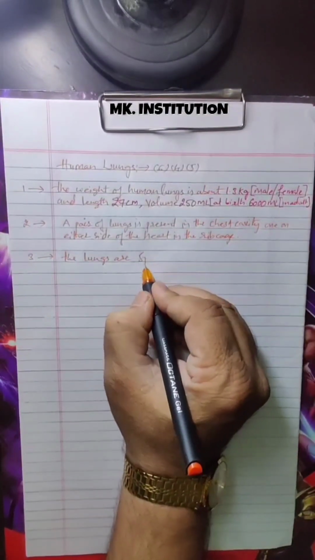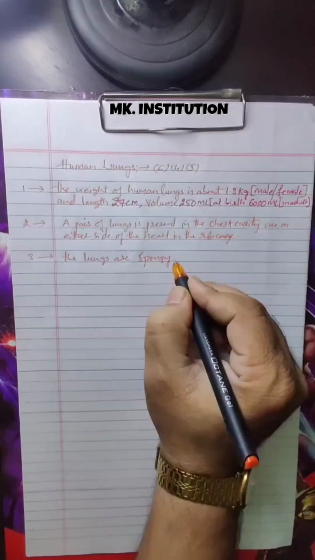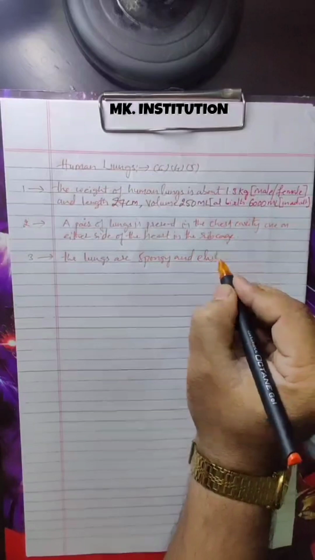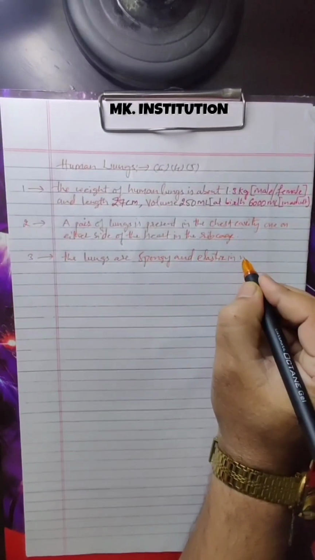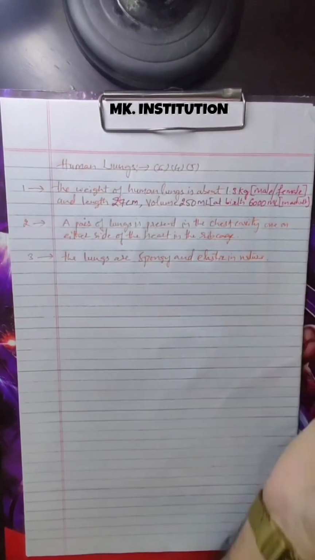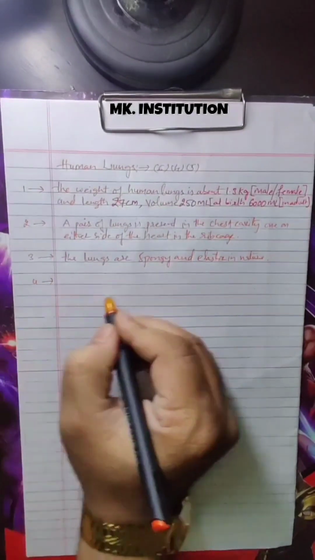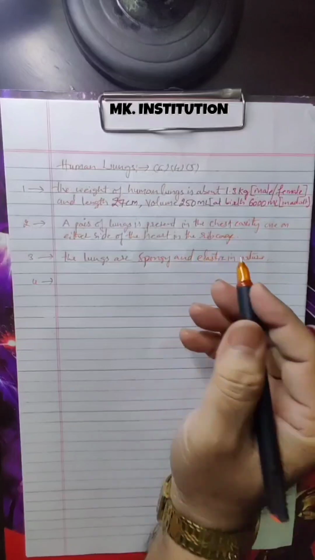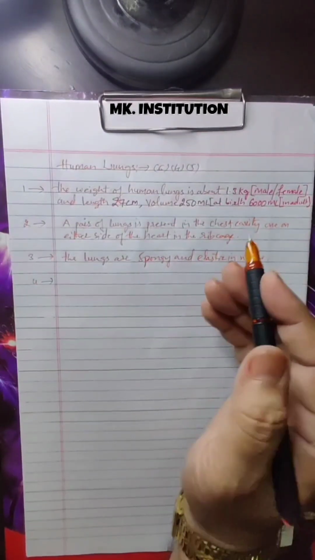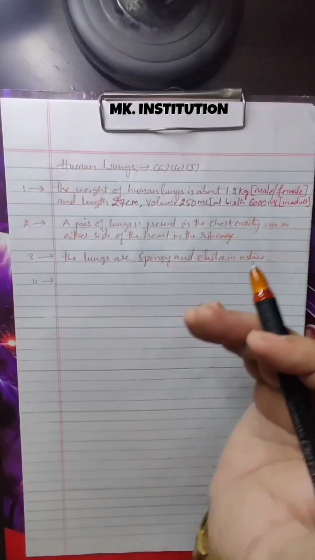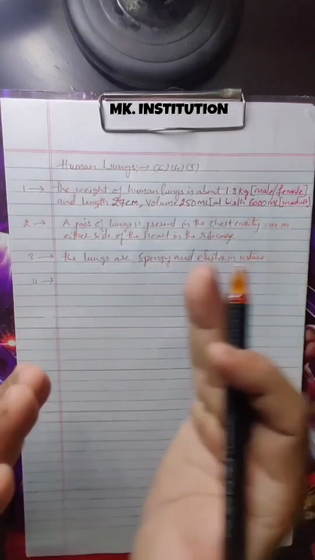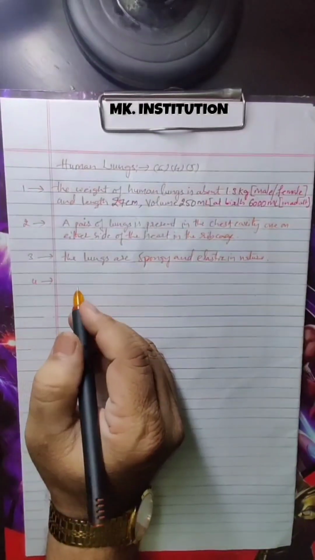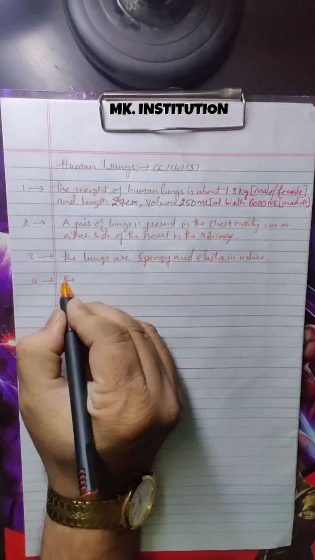Now the third one: the lungs are spongy and elastic in nature. Spongy means just like a sponge. During inspiration and expiration, your chest cavity will move slightly, and the lungs move just like a sponge. And it is elastic also, elastic in nature.